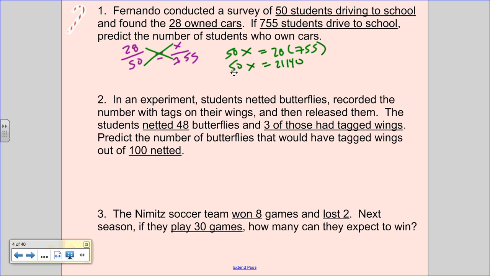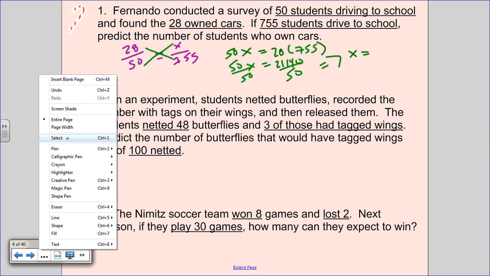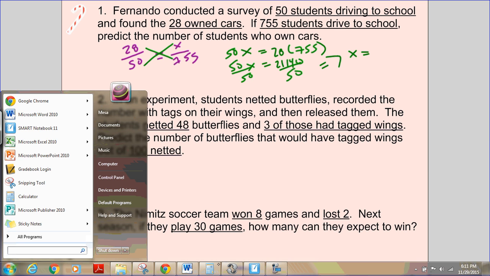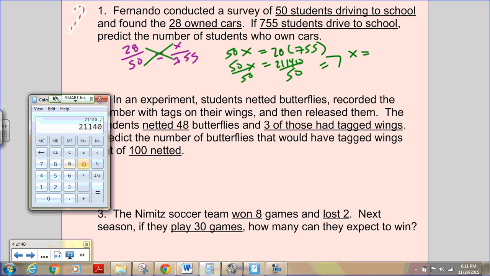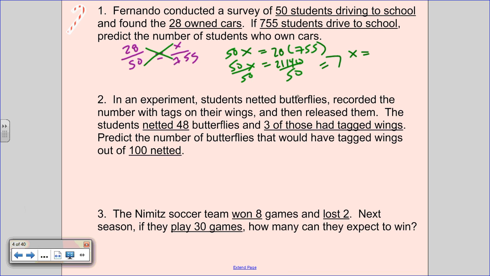Now to get x by itself, we divide both sides by 50, which means that x is equal to whatever that quotient is. So now all I need to do is divide by 50. 422.8. And it is perfectly fine to have a decimal. Students will own their own car.